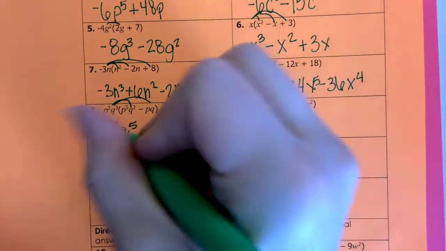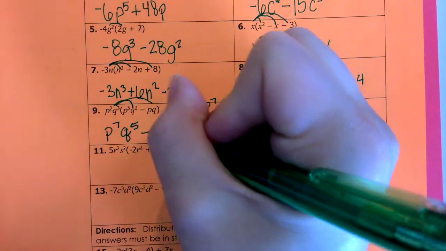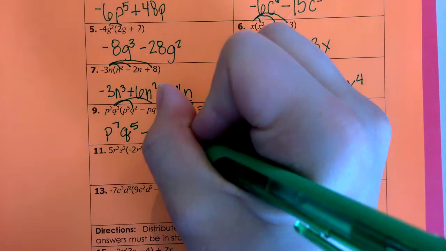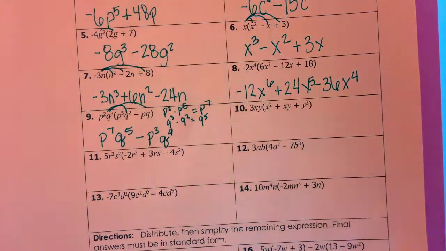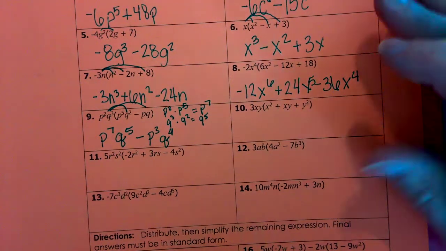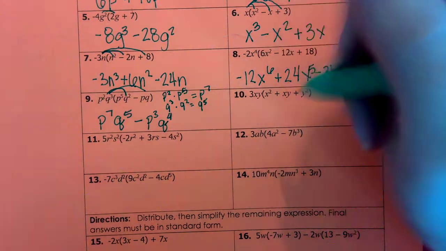And then I distribute that last term there. P squared times p is going to give me p cubed. Q cubed times q is going to get me q to the 4th. So notice it's in alphabetical order and in order from least to greatest on the exponent. So you're definitely going to want to watch for that. Okay? Well, now let's do it with 2 variables and a number.